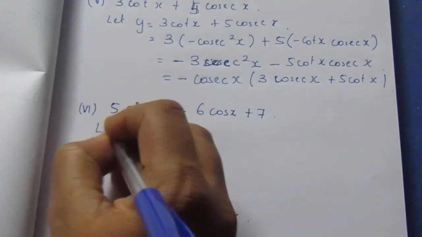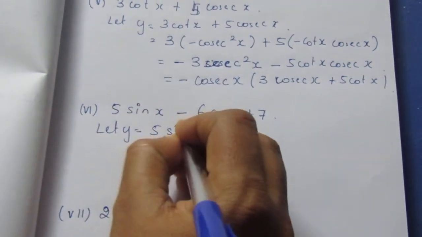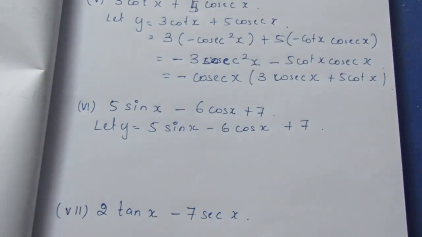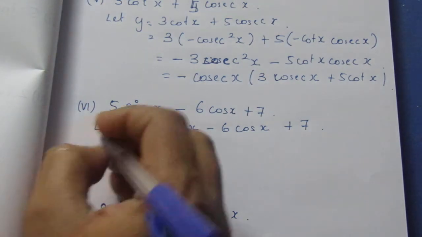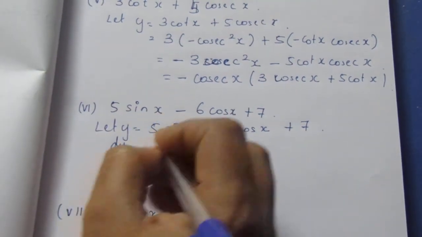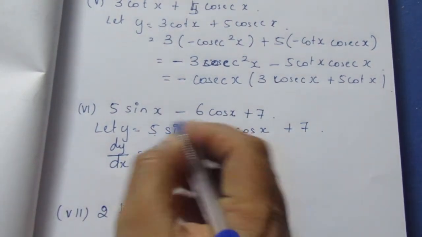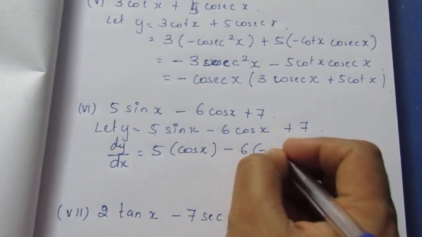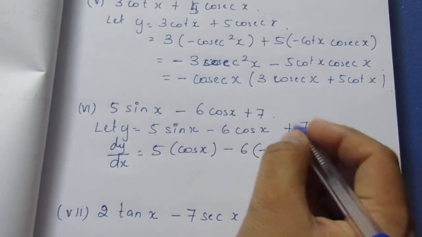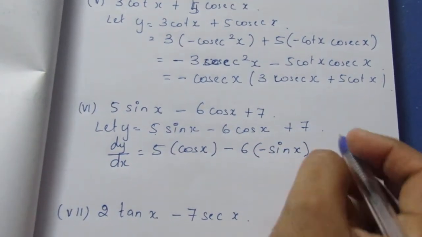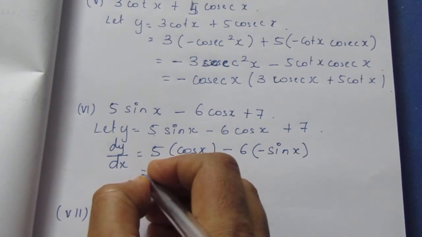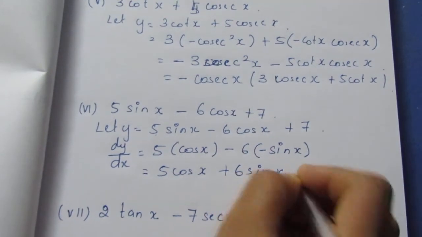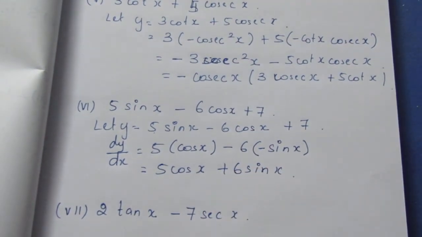Here differentiating, let y is equal to the given thing, 5 sin x minus 6 cos x plus 7. Here it is in addition or subtraction, we can do it separately. So differentiating, dy by dx is equal to 5, let it be the 5 itself. Here sin x will become cos x, minus 6, cos x will become minus sin x. This is a constant term, only a constant term is here, so it becomes 0. So this is equal to 5 cos x plus 6 sin x. So this is your final answer for the sixth sum.